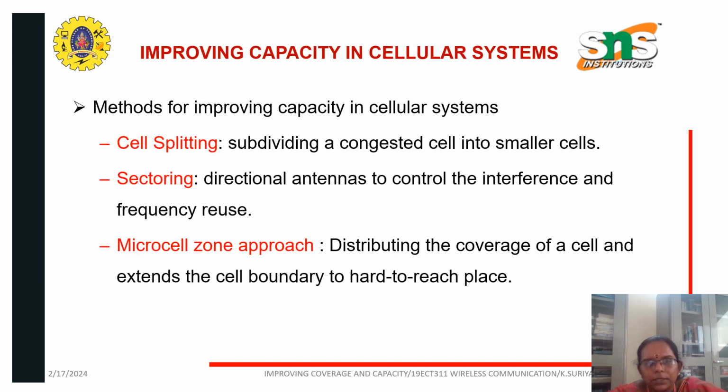There are three different methods for improving the capacity. One is cell splitting, cell sectoring, and microcell zone concept. In the cell splitting method, we are subdividing a congested cell into smaller cells. Whereas in the sectoring method, instead of omnidirectional antennas, we'll be using directional antennas in order to reduce the interference. Next one is the microcell zone approach. Here, we distribute the coverage of a cell and extend the cell boundary to hard to reach places. We'll see each method in detail.